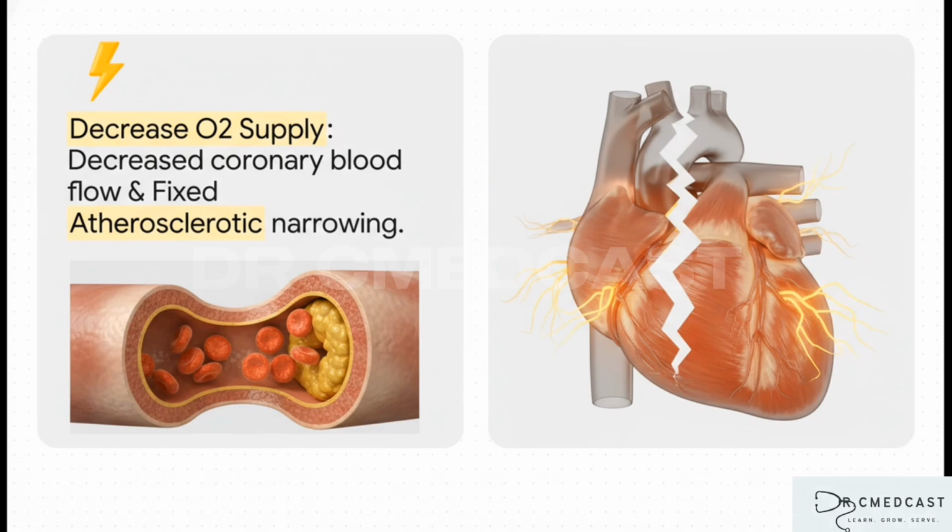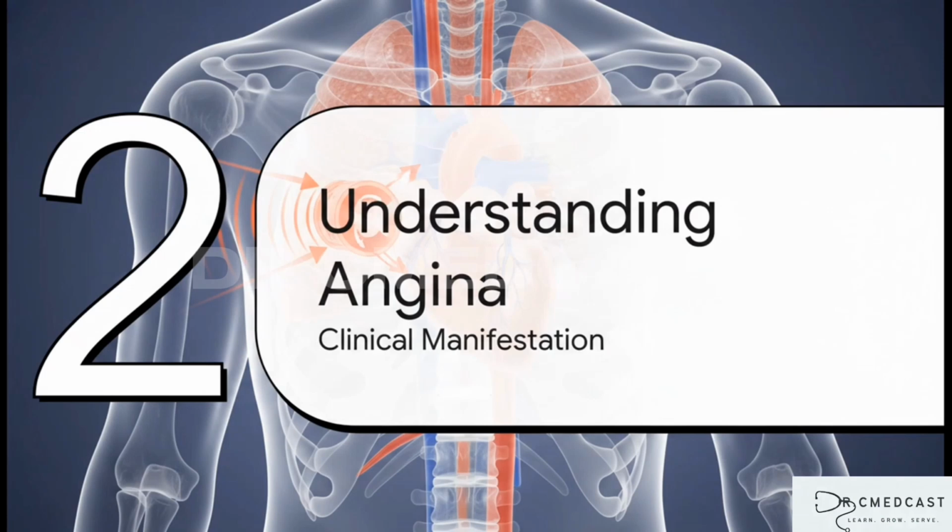On one side, you have things choking off the oxygen supply, like a narrowed artery. On the other side, things like exercise or stress are cranking up the heart's demand for oxygen. When this balance gets thrown off, that's when you get into trouble. So what does this imbalance actually feel like for a patient? Well, that brings us to the classic clinical sign of IHD, angina pectoris. That's the chest pain that happens when the heart muscle is temporarily starved of oxygen.